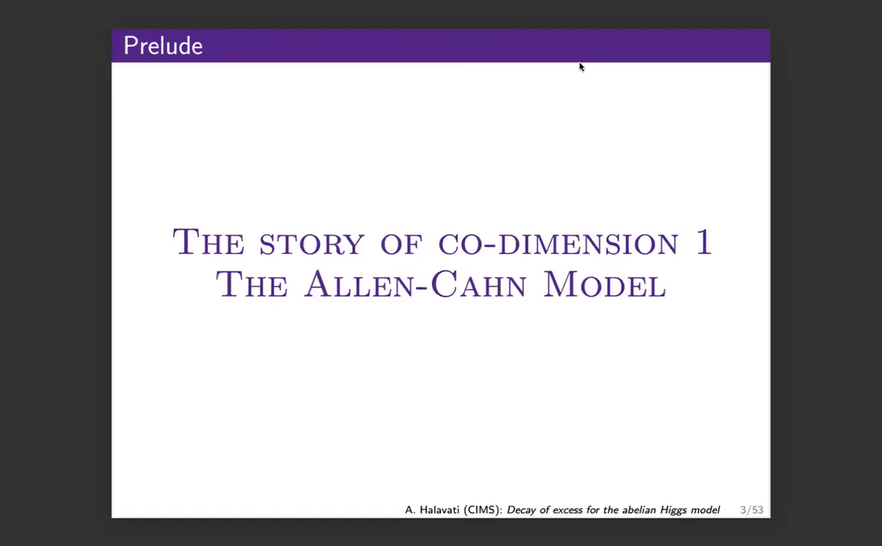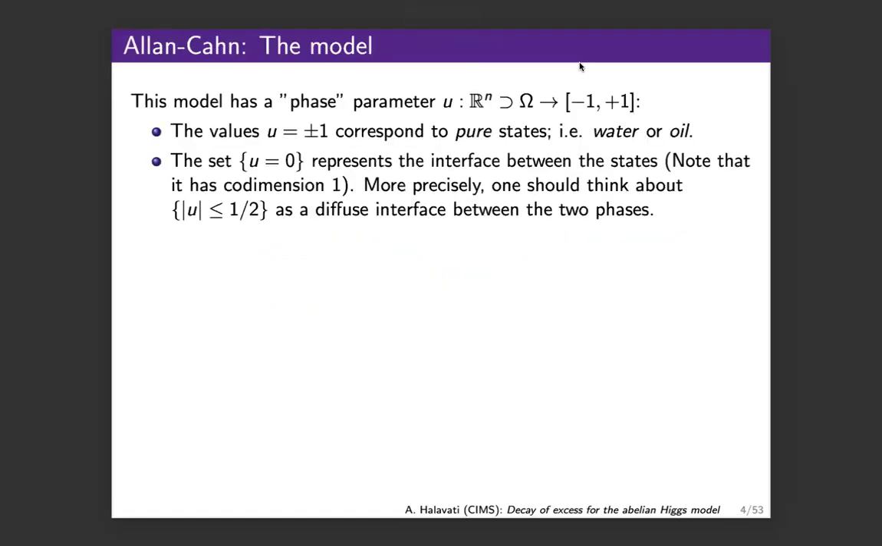The Allen-Cahn model has a phase parameter u, which takes values between -1 and +1. You can think of this omega as a container that is mixing water and oil. The values u equal to +1 and -1 correspond to pure states, just water or just oil, and the set where u equals 0 represents, say, the interface between water and oil. Note that it has codimension 1. More precisely, you should think of the set where u is bounded away from these two ends as the diffuse transition between the two states.